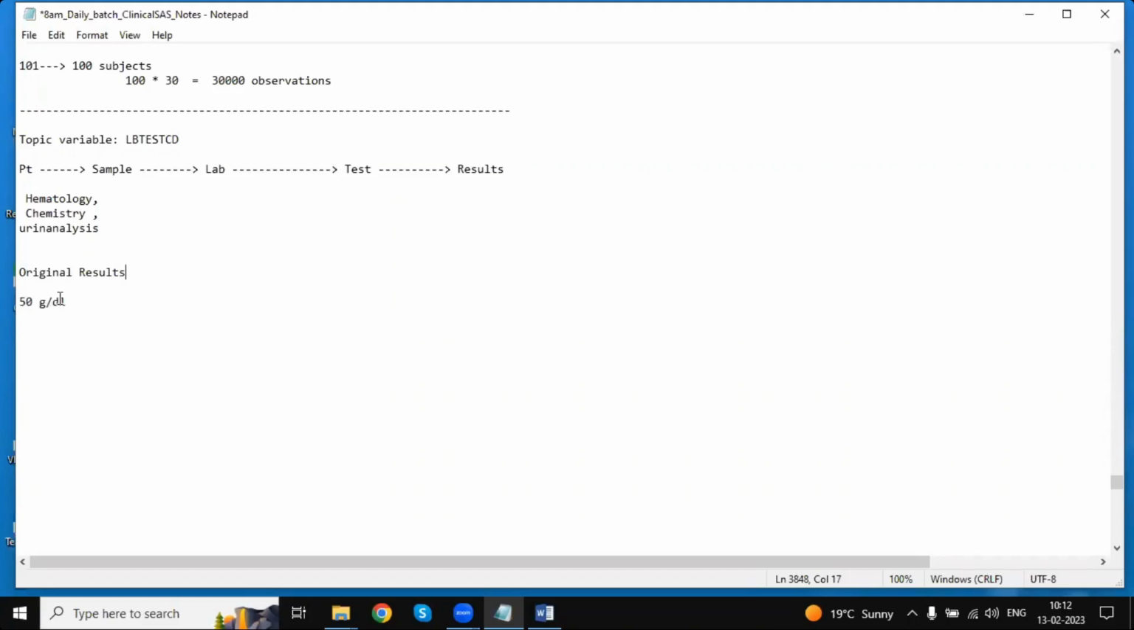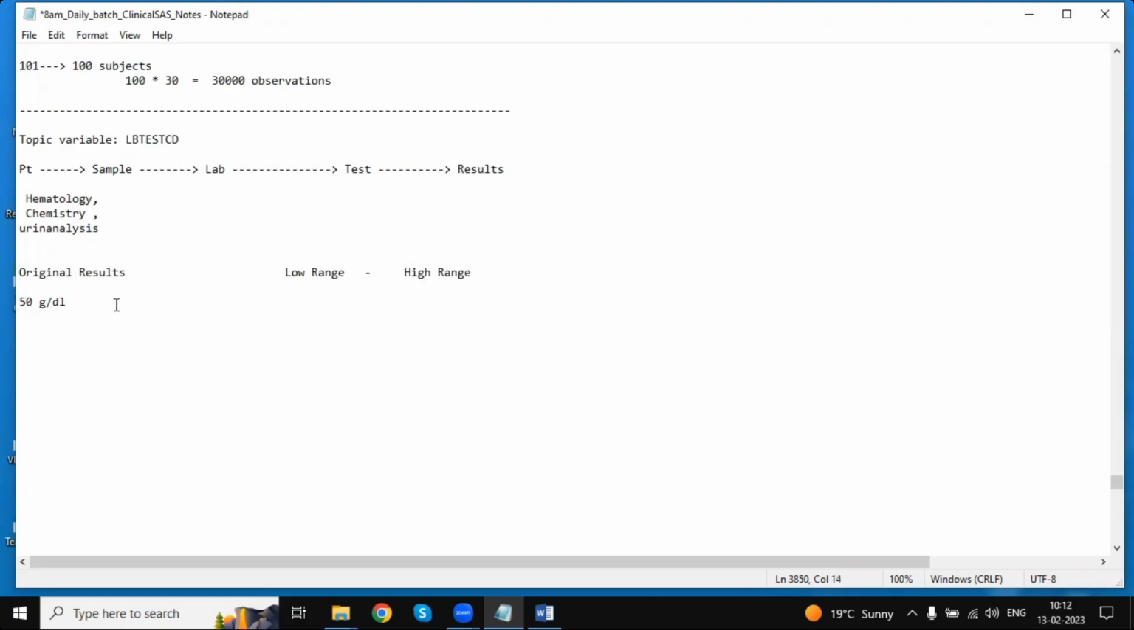Limit will be minimum to maximum. What are the minimum and maximum? Those details also will be available. Generally, every time they give the result, on the side they'll give the ranges. What is the low range? The normal range, maximum range, high range. Lower limit, upper limit, low range, high range, upper value, lower value, anything.